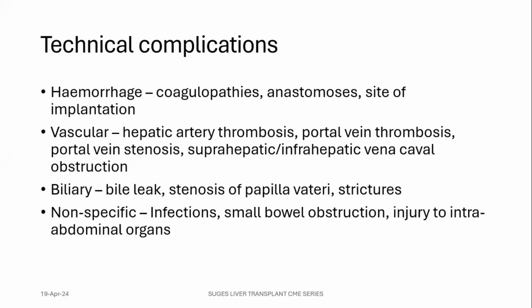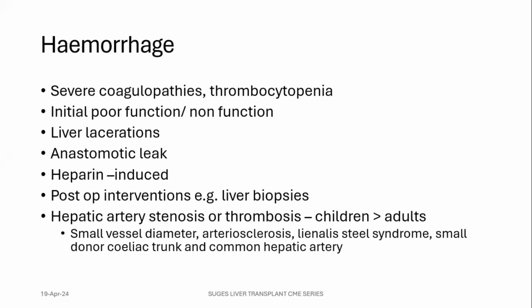that are more technical. So how do we have hemorrhage in patients who undergo liver transplant? Many of these patients sometimes have severe coagulopathies and thrombocytopenia, which can cause hemorrhage. And if initially the liver has very poor function and is non-functioning, those are already candidates for hemorrhage. If during the surgery there are a lot of liver lacerations, you can bleed from those. You can also bleed from a leak of a vascular anastomosis. That can also cause hemorrhage.